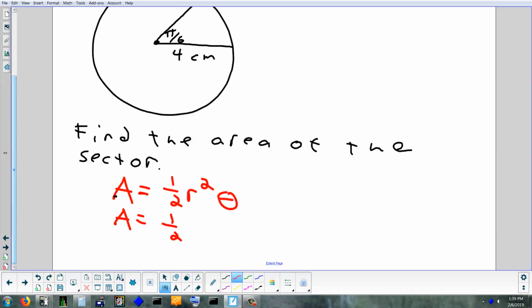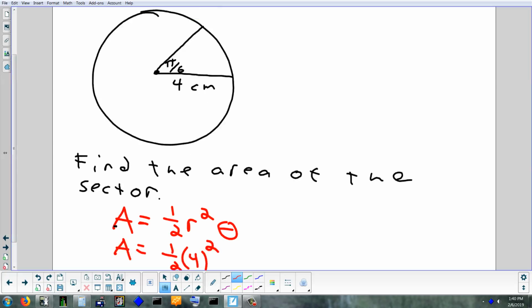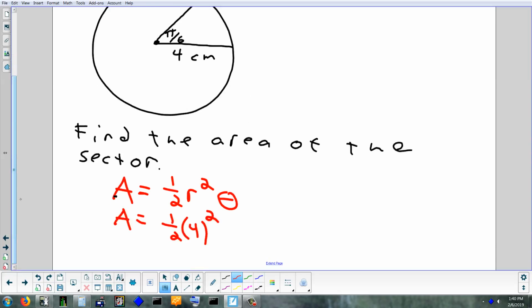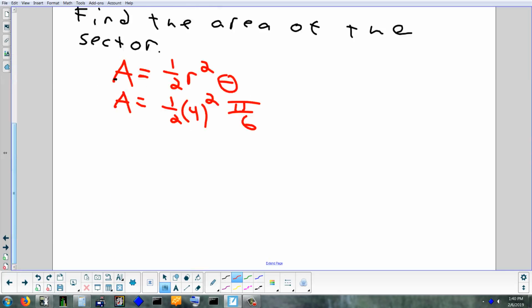1/2. Do I know the radius? Yes. I better, because if I'm finding the area, I can't be missing anything else. So the radius is 4, squared. And what about my angle? Pi over 6. Is that in the right units? Yes, it is. There's no degree symbol on it, so it must already be in radians. So pi over 6.